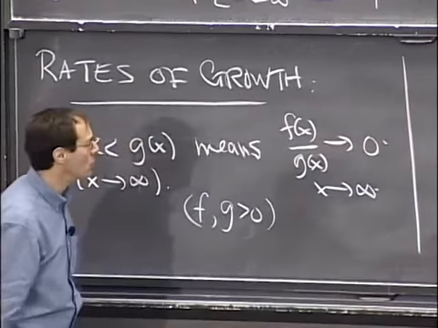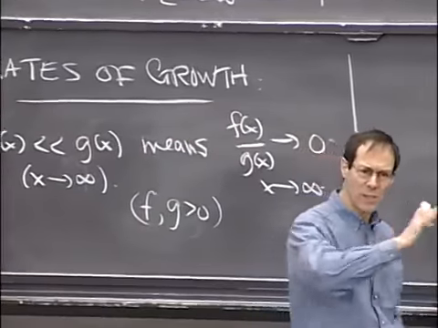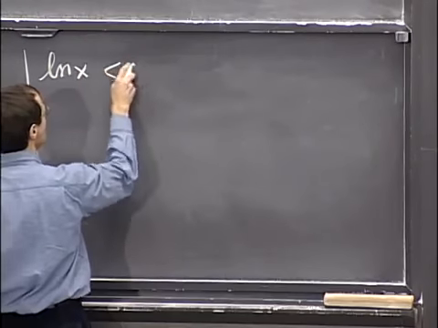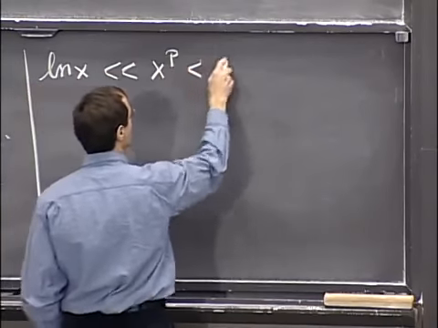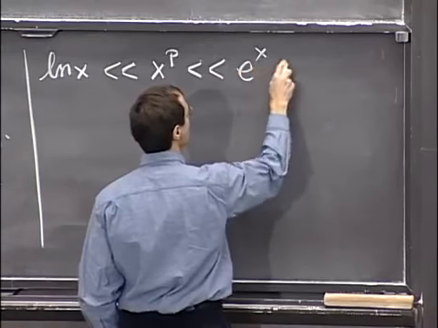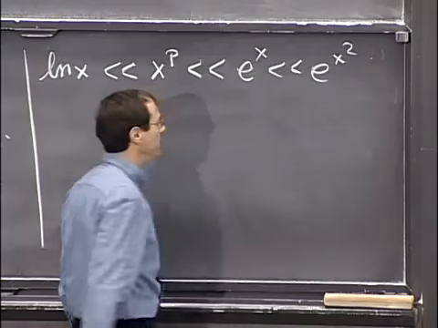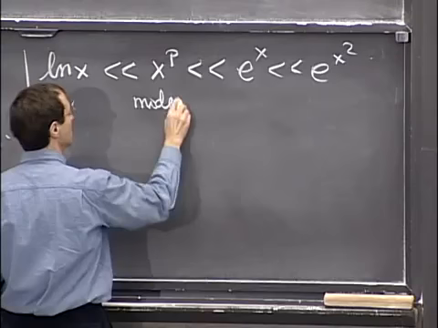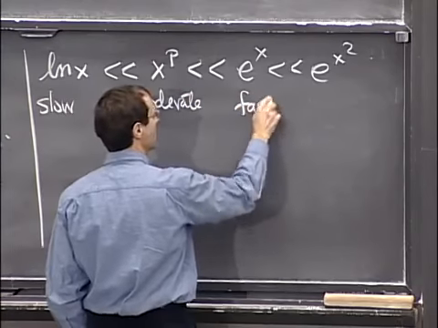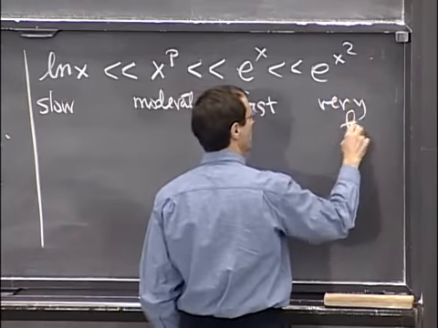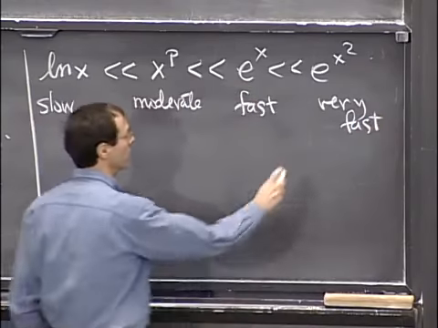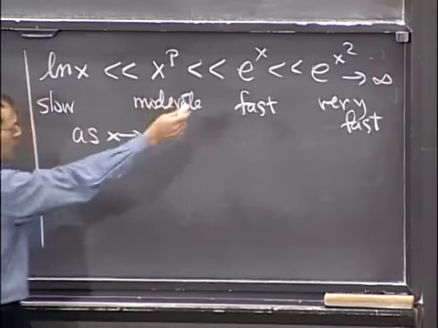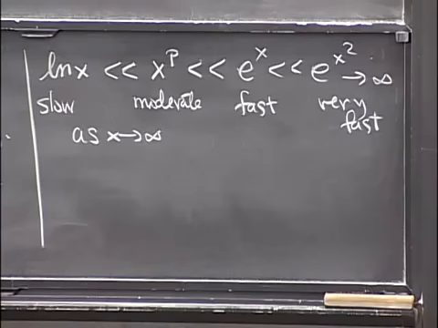What you saw in recitation was that you can make a systematic comparison of all the standard functions that we know about. For example, the log function goes to infinity, but a lot more slowly than x to a power, a lot more slowly than e to the x, a lot more slowly than, say, e to the x squared. All right, so this one is slow. This one is moderate. And this one is fast. And this one is very fast. All of them tend to infinity as x goes to infinity, but at quite different rates.